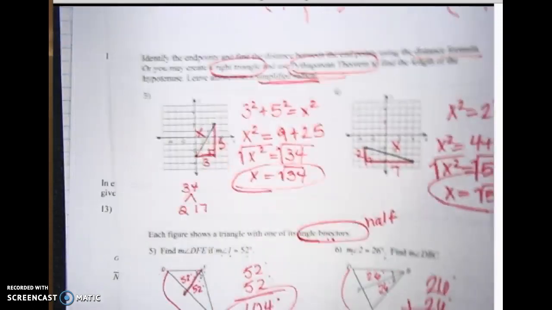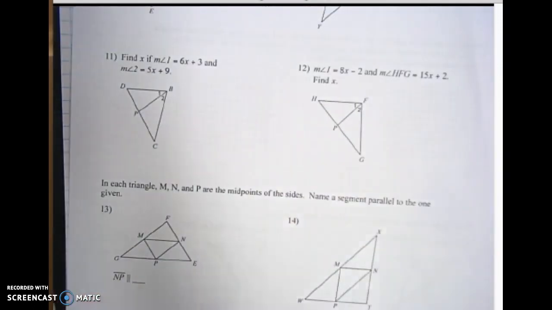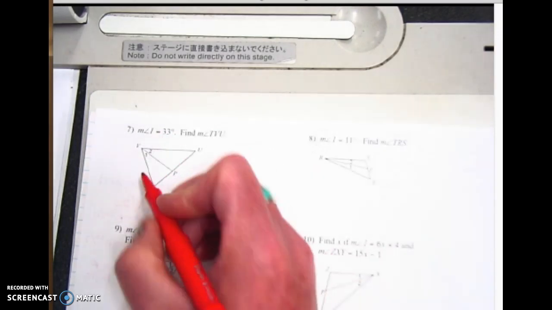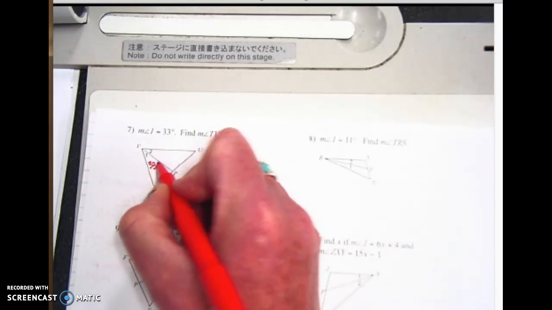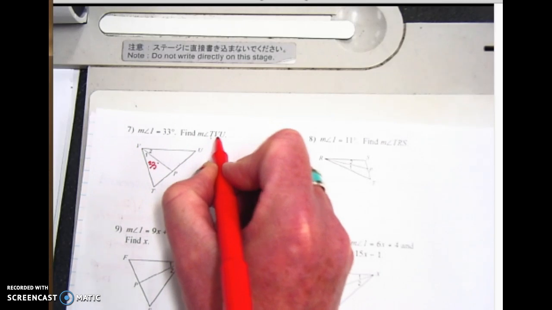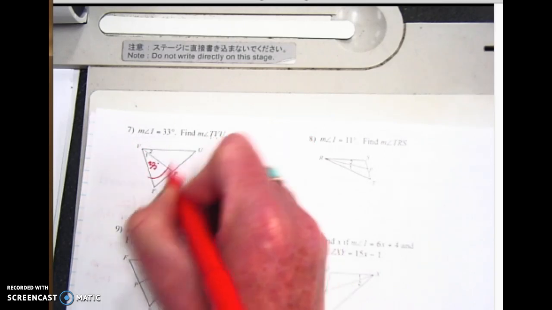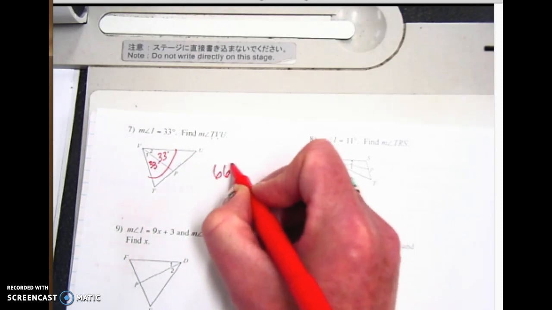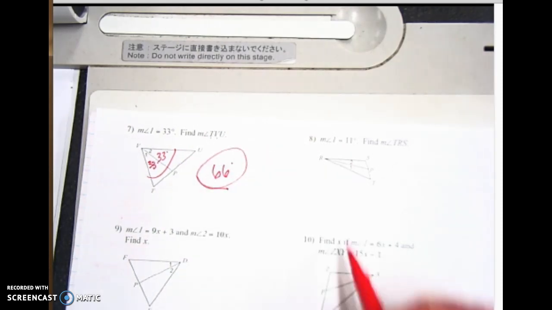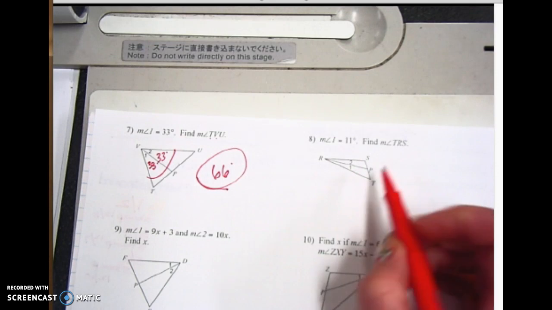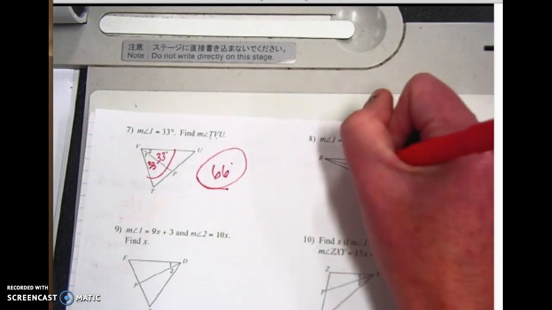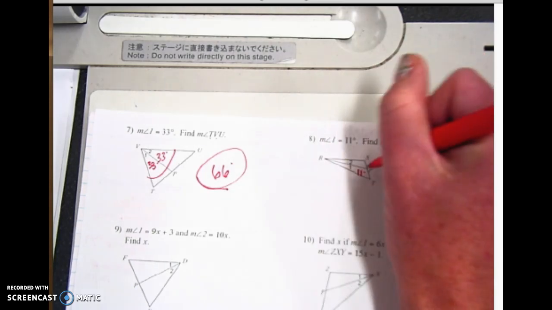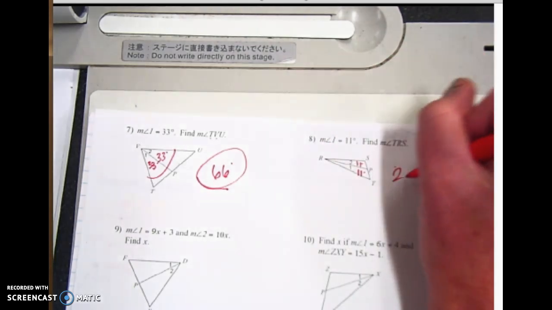All right, turn your paper over to page 2. Go up to the top. Up at the top, it says the measure of angle 1 is 33 degrees, so I'm going to label it. Find TVU. So TVU is the whole thing. So if they're both 33, that means together they're going to be 66. Number 8, measure of angle 1 is 11. Find TRS, the whole thing. So if they're both 11, together they're going to be 22.